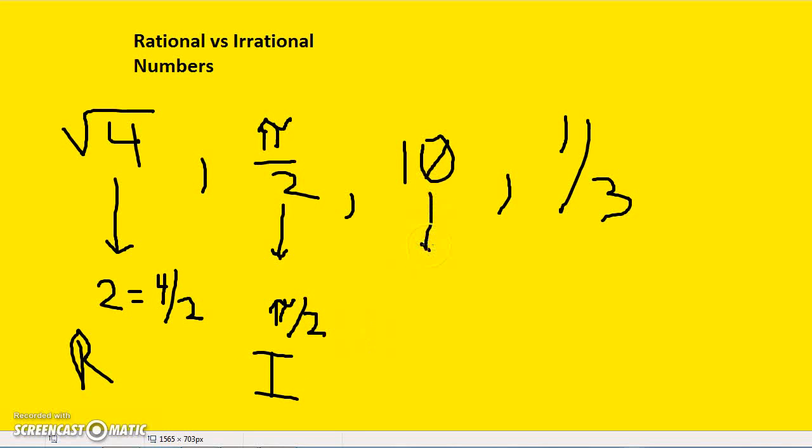10 can be written as a ratio, can it not? 20/2. Or is it written as 10/1? Doesn't really matter. This is a rational number.